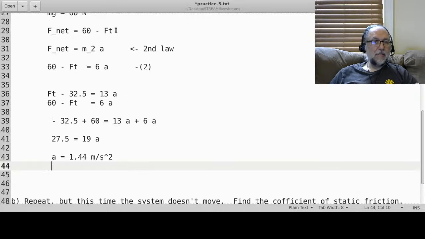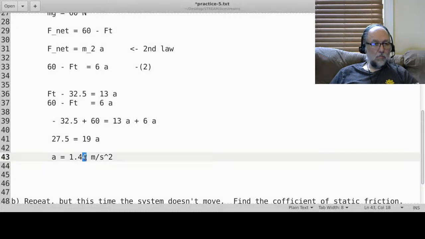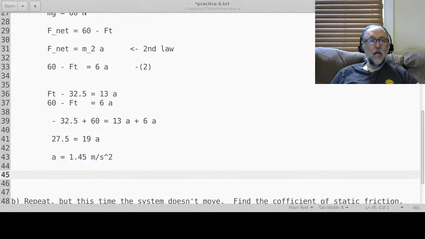Everything was in MKS units, so the answer turns out to be in MKS units. Actually, it looks more like 1.45, not that that's a big deal. And there's the answer. I didn't ask for the direction, but it's pretty obvious from the diagram: the 6 kilogram has to be going down, and the 13 kilogram is going to the right.